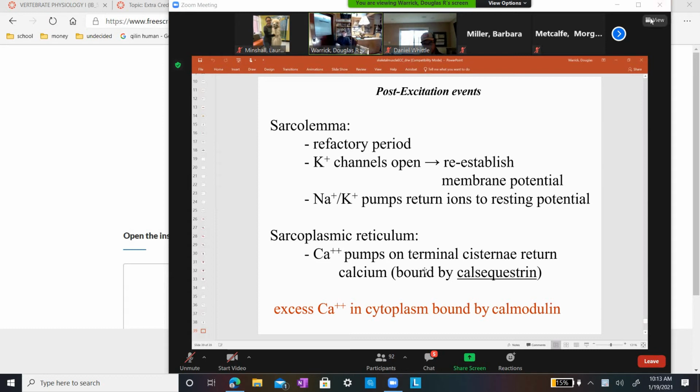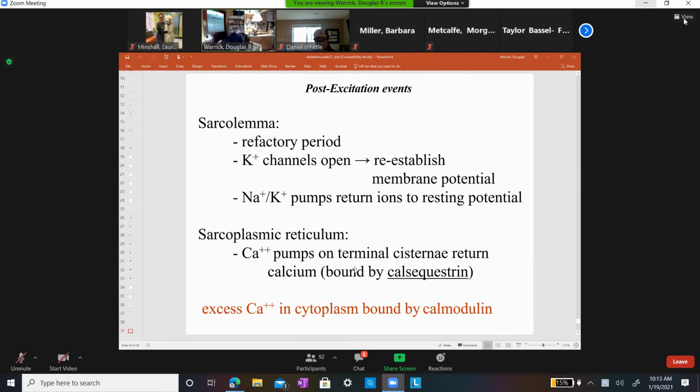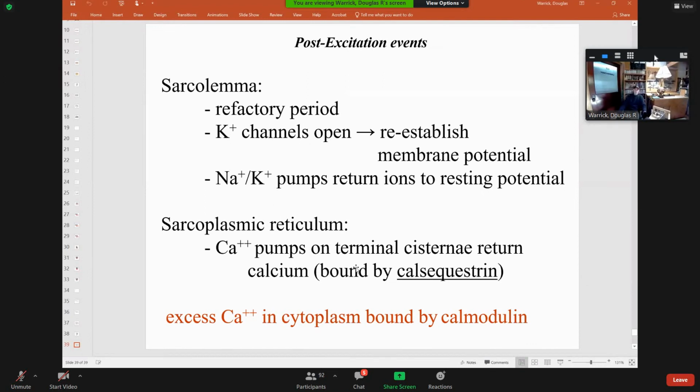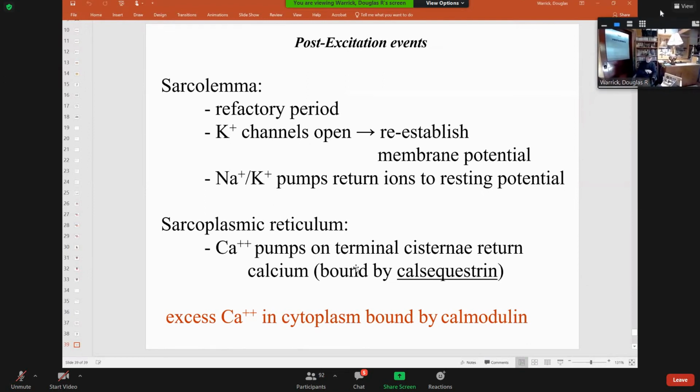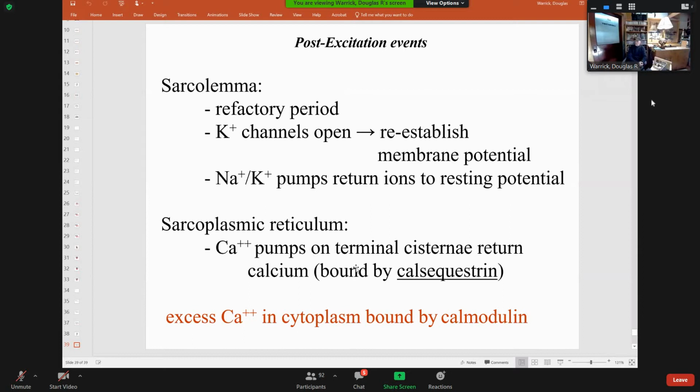Excess calcium that's left in the cytoplasm can be mopped up by another calcium-securing protein called calmodulin. So named because it modulates calcium ion activity. Really, calmodulin is, again, everywhere. This is not just a protein that is unique to muscle cells. It's inside neurons. And as we'll see, neurons also use calcium as a messenger molecule.